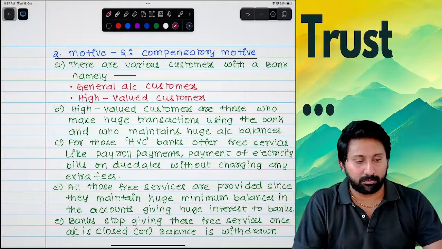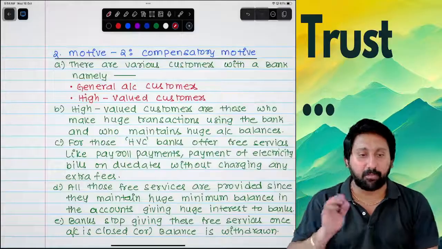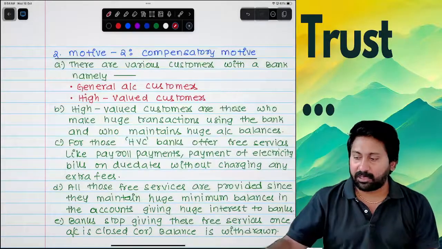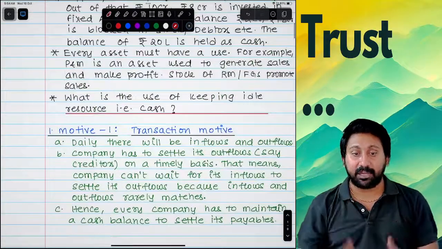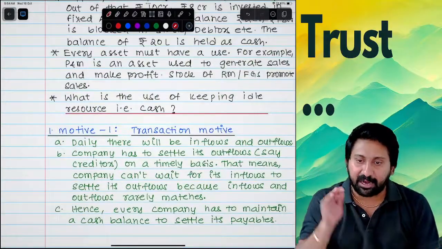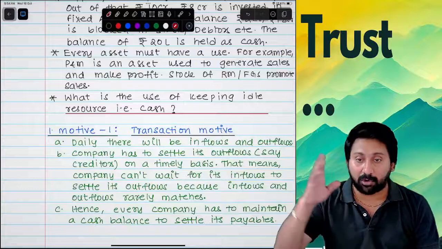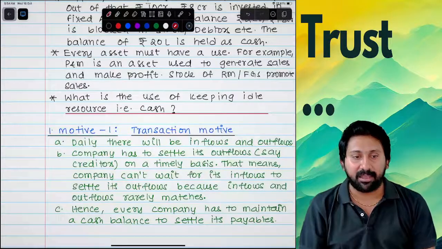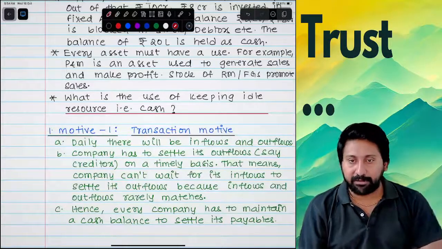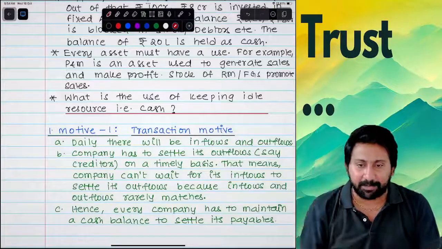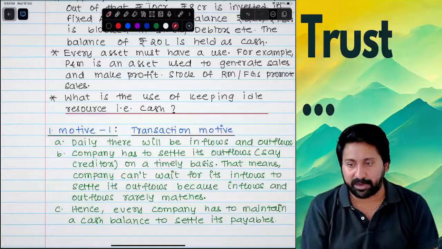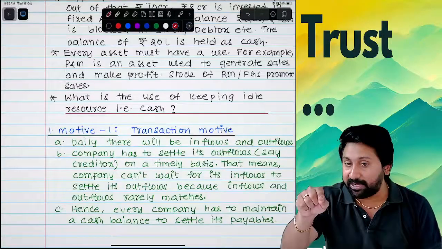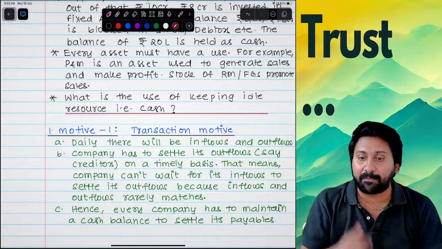Motive number two, compensatory motive. Sir, what is this compensatory motive? See here. For the banks, there are two types of customers: general account customers and high valued account customers. For example, I will be doing a lot of business for a bank, means I will be keeping every month minimum 20-30 lakhs in the bank account.